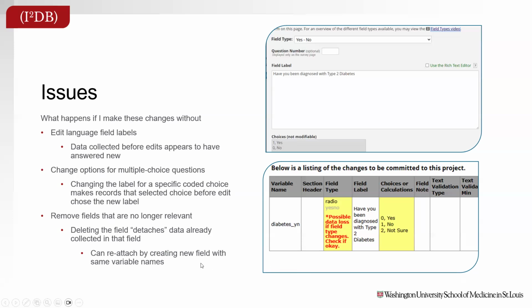And then when you remove fields that are no longer relevant, or if you delete a field, the data that was in that field basically becomes detached from the records, meaning there's no way for you to access it. It still lives in the project, in the back end of REDCap, but once that variable name is no longer there, there's no way for you to access that data.